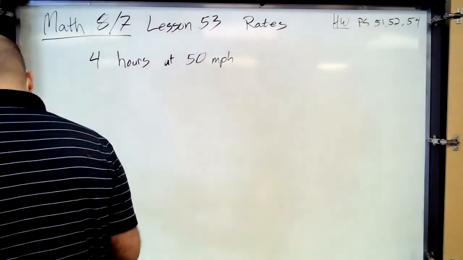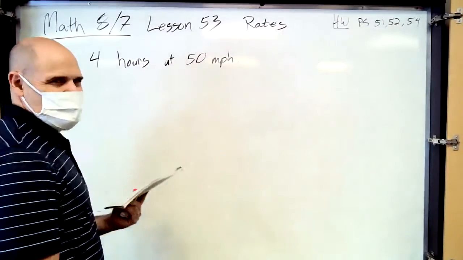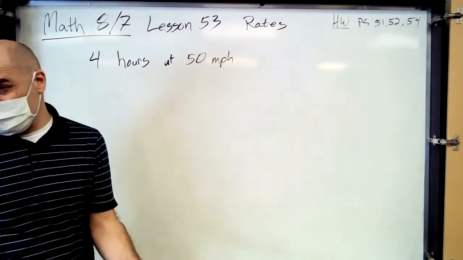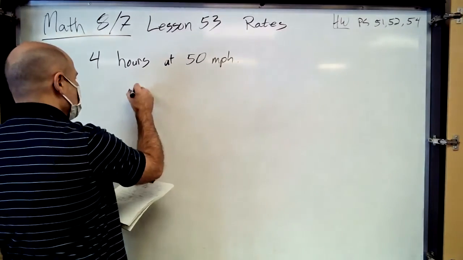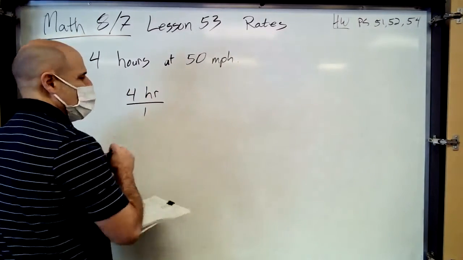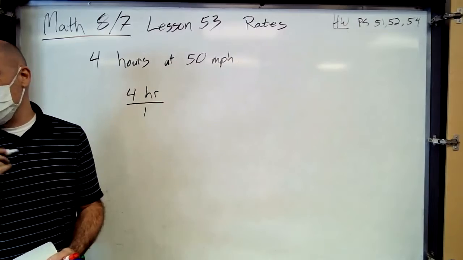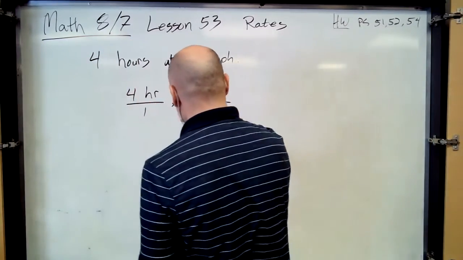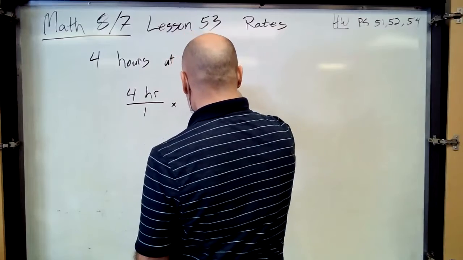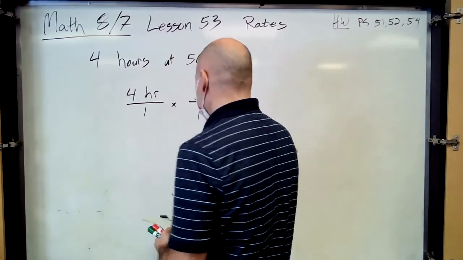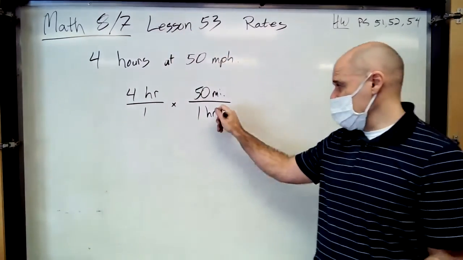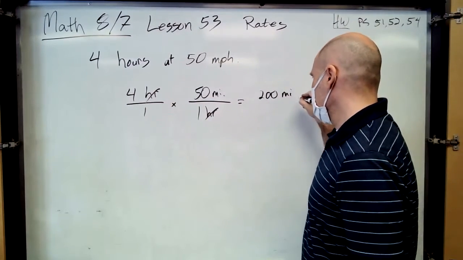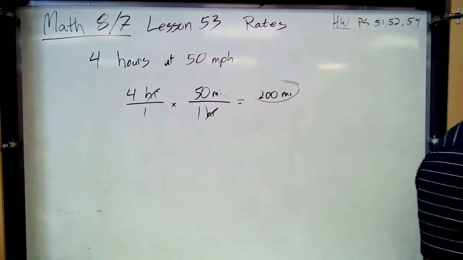Okay, good. So if we want to say 4 hours at 50 miles per hour, we want to convert hours to miles. So if I go 4 hours, write the first number as a fraction. That's the first step to unit multipliers. And then we want to do something that will cancel the hours. So this is 50 miles per 1 hour, right? So then those cancel, and you're left with 4 times 50, which is 200 miles. Okay, so that's using unit multipliers.